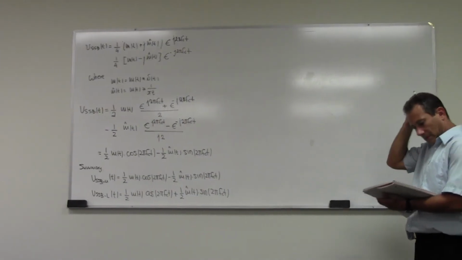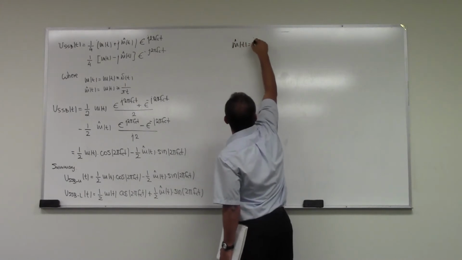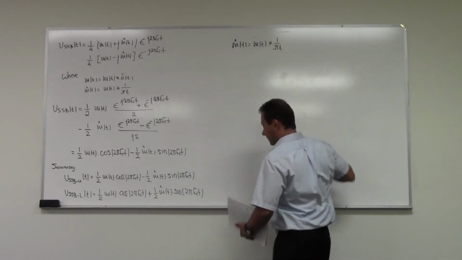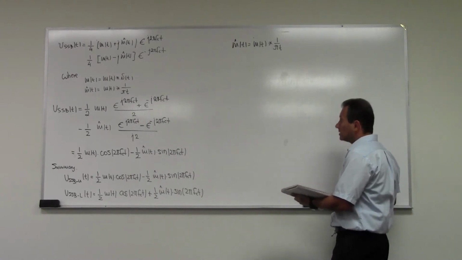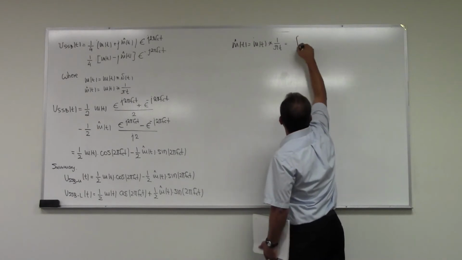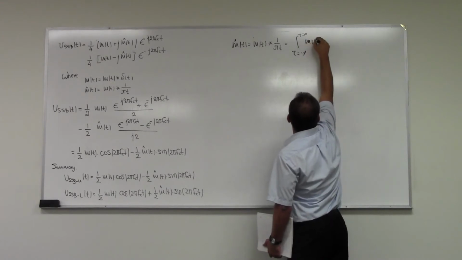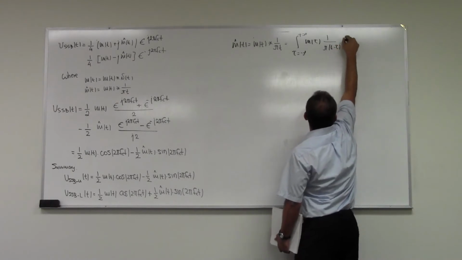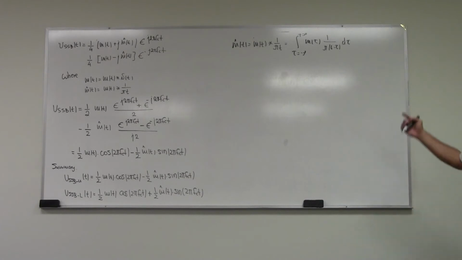So, m hat of t is going to be m of t convolved with 1 over pi t. If we expand on this convolution here, this is an integral when tau goes from minus infinity to plus infinity, m of tau, 1 over pi (t minus tau) d tau. So that's the convolution here. I'll comment a little bit later.